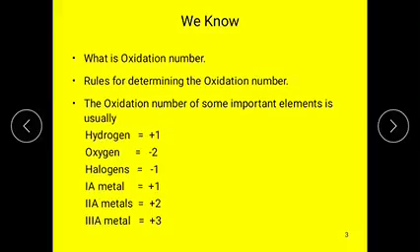Next, for third A group metals, this can be taken as plus 3 as the oxidation number. And the fluorine oxidation number is always taken as minus 1 because of its highly electronegative nature.